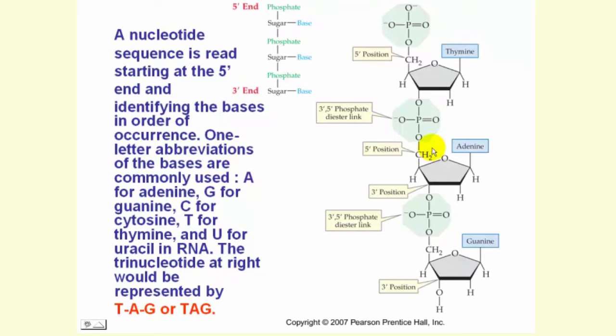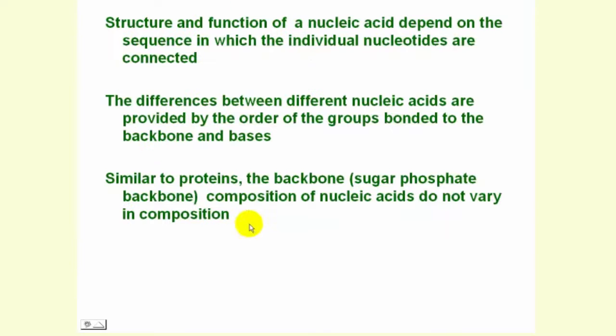It's going to depend on the text. So you can use hyphens between the letters, or you can eliminate the hyphens. Again, it's just going to depend on your text. And notice these are linked together by the phosphate diester linkages. Also notice that we have a free phosphate group on the 5' position, and on the 3' position that OH group. The structure and function of a nucleic acid will depend on the sequence in which the individual nucleotides are connected.